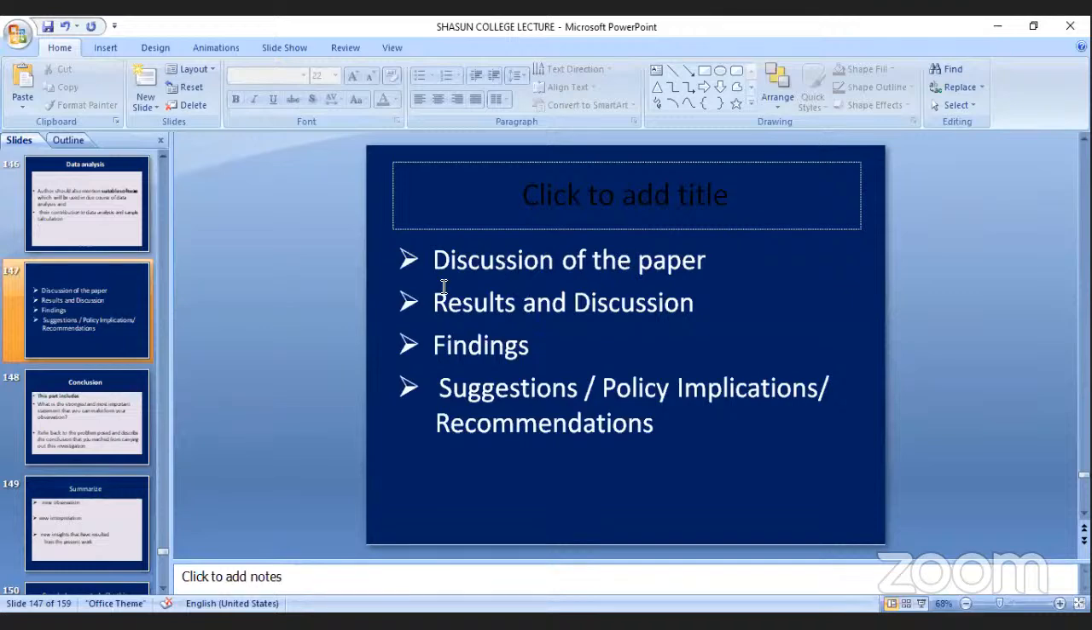And then your paper will have a discussion about your paper, whatever topic you've done, you discuss it, then you find out the results and discussion or findings, then you give suggestions, policy implication and all that.